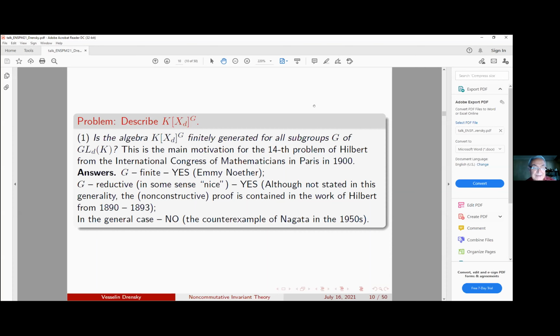in the beginning of the previous century. And of course, the answer is yes when the group is finite. This is the theorem of Emmy Noether, which, by the way, has a very transparent and very nice proof. It's accessible for students who have a very naive knowledge of algebra.